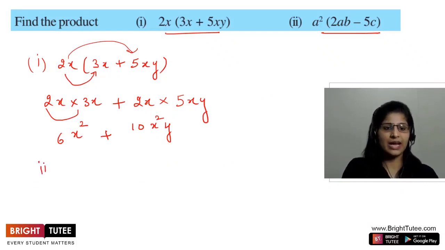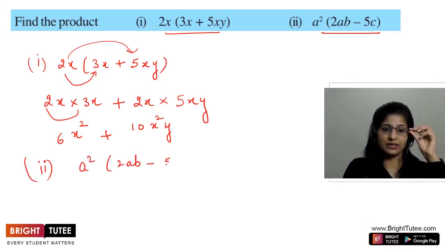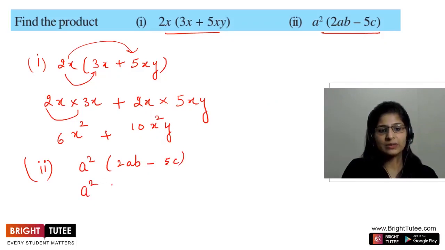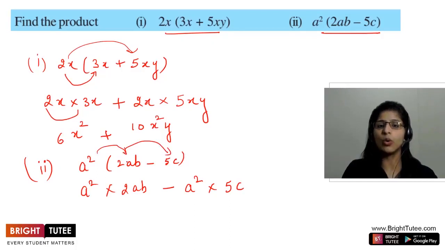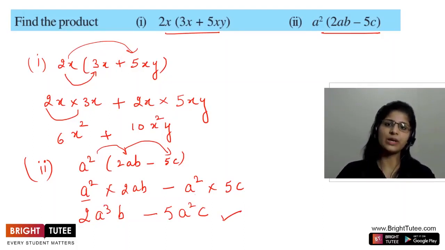In the second part, we have to multiply a square with 2ab minus 5c. So a square will be multiplied with 2ab. The sign in between the terms is minus, then a square will be multiplied with 5c. That means whatever is outside the bracket will be multiplied with all the terms that are inside the bracket. 2 will be written as it is. a square into a becomes a cube into b, minus 5a square c. Clear? I hope the multiplication of a monomial with a binomial is quite clear from these examples.